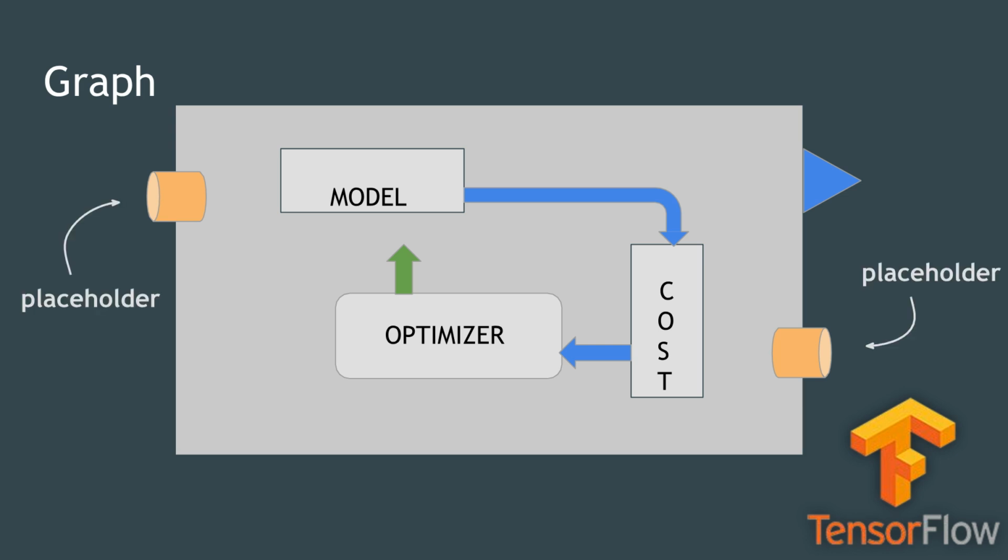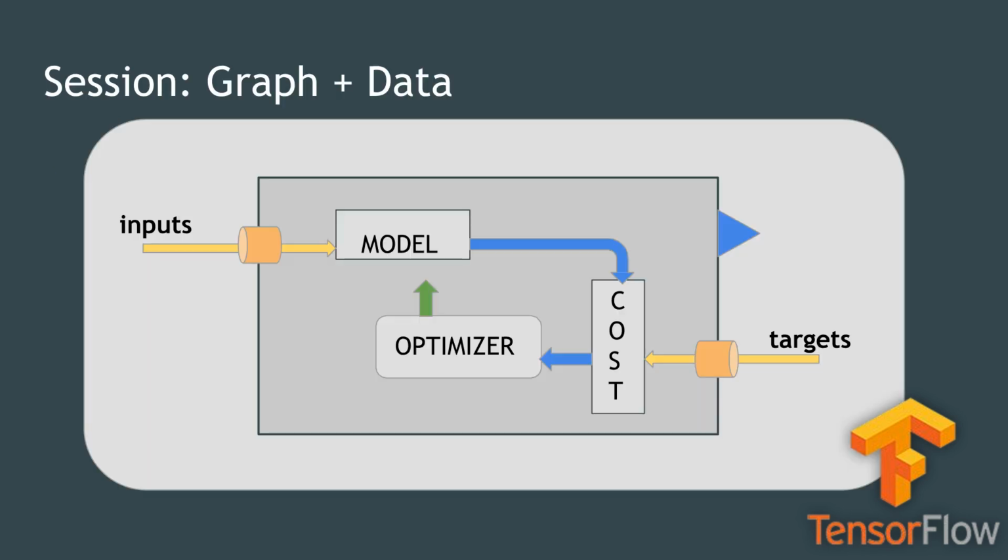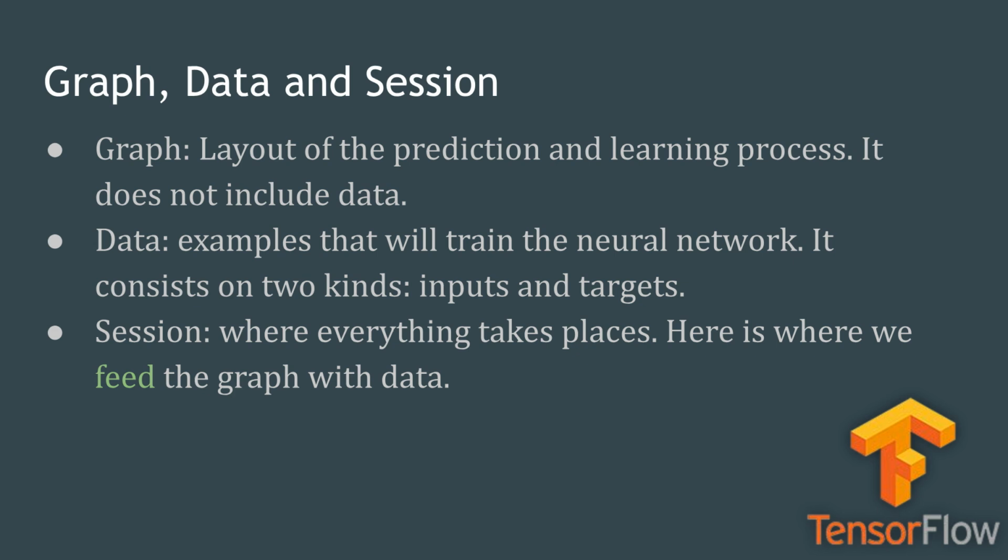The graph structure also includes placeholders for inputs and targets. Placeholders are gates, for example, input. The model makes predictions, the cost function computes the error, and the optimizer minimizes the cost. A session brings the graph to life by injecting real data, consisting of inputs and targets. The graph is the layout of the process without data. Data consists of inputs and targets. The session is where the graph is executed with data.